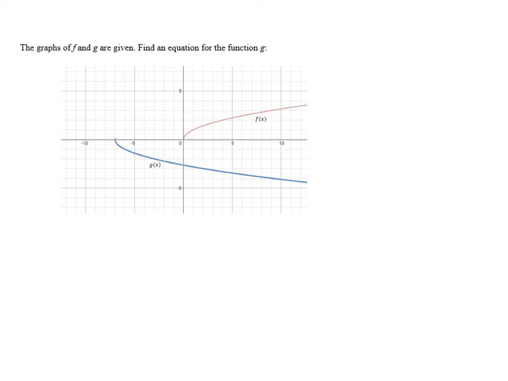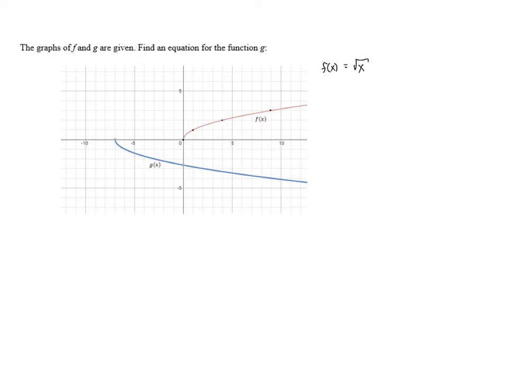We can see very clearly that f of x looks like the square root of x. It starts at the origin, goes through (1, 1), (4, 2), and (9, 3). So f of x seems to clearly be the square root of x. Somehow, though, we have to transform this to turn it into g of x.